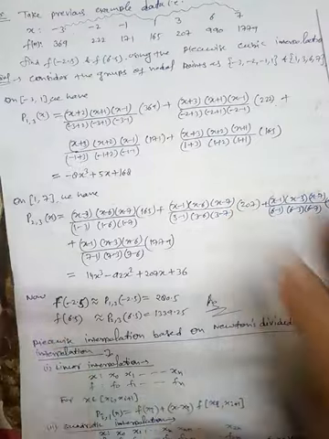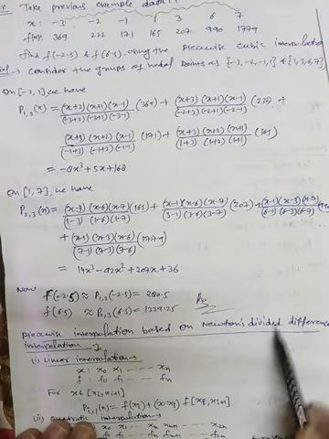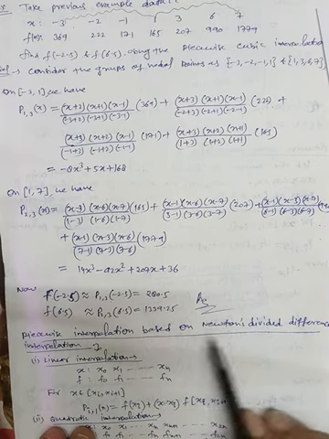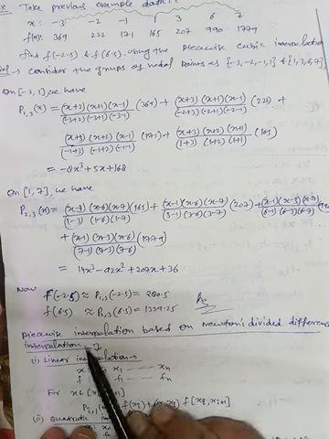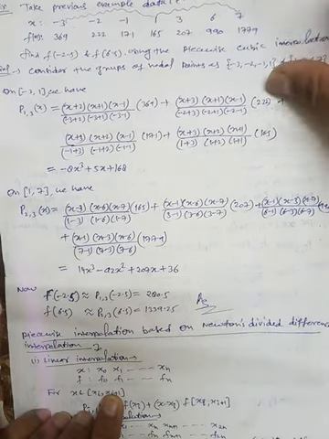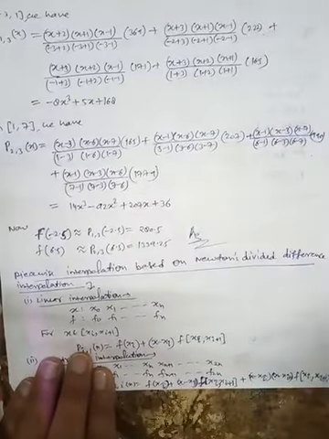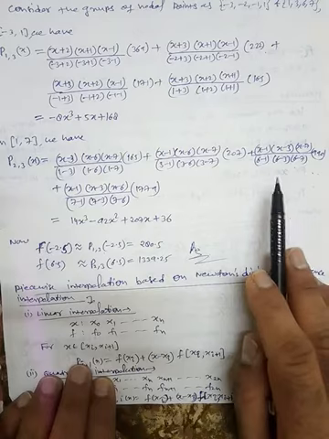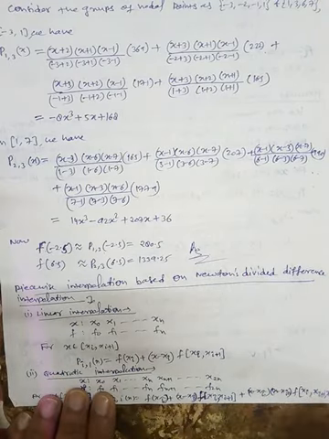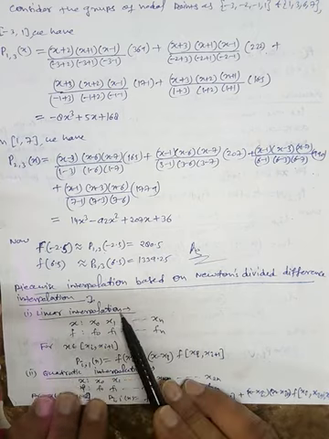In this we have used Lagrange's formula. The same calculation can be done with the help of Newton's divided difference. So here we have piecewise interpolation based on Newton's divided difference interpolation. Same approach, just a different method is used. In the previous part of this video we used Lagrange's formula; however, here we will use Newton's divided difference. Only the difference is this.